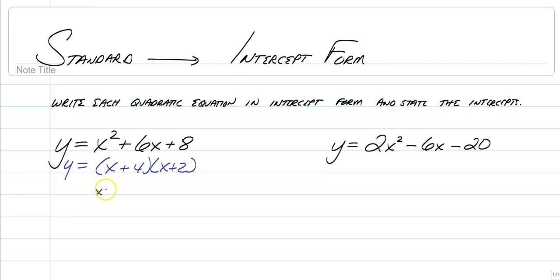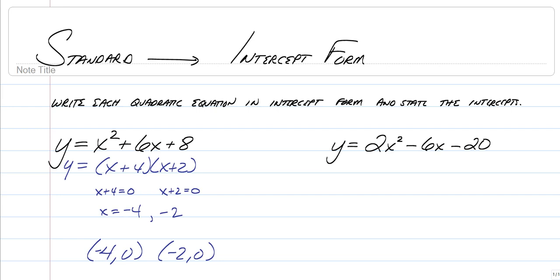Now, to state our intercepts, all you have to do is act like you're solving. So this would be our x plus 4 is equal to 0, x plus 2 is equal to 0, so we get x is equal to negative 4 and negative 2. But when we write our intercepts, it would be negative 4, 0, and negative 2, 0. So that's it. You just factor and state your intercepts after you're done.